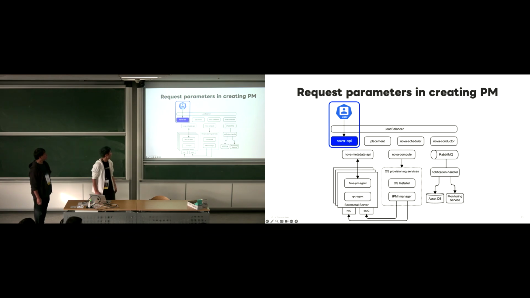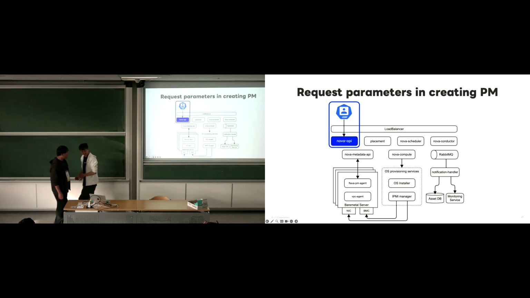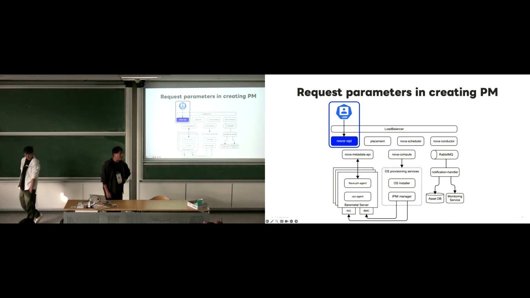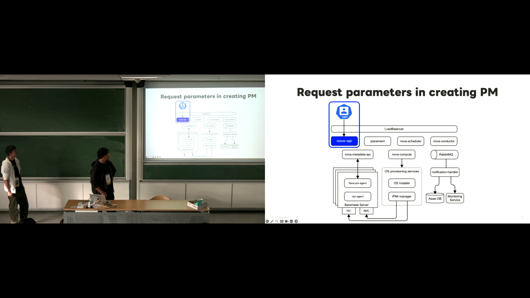And from now on, Mitsuhiro will explain more detailed parameters in creating the Baremetal server. Okay, thank you, Furukawa-san. So from now, let me explain in more detail about our Baremetal mechanism. The first one is the request parameter in creating a PM. We allow users to specify the hardware profiles in order to create the new Baremetal server. Let me explain in more detail.